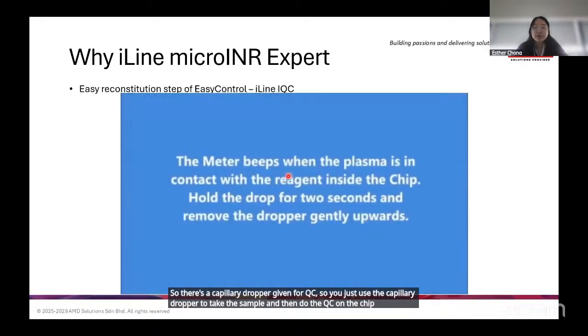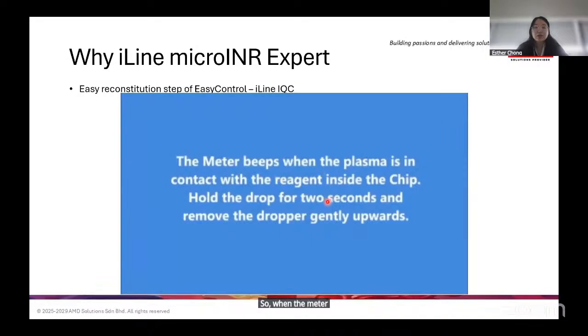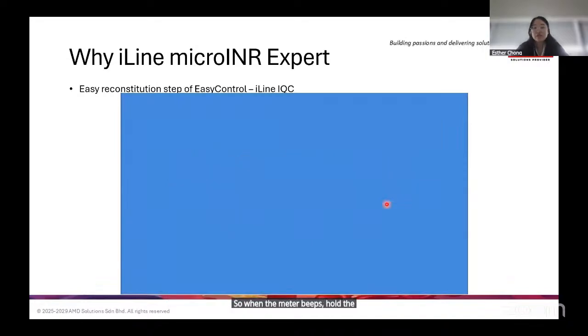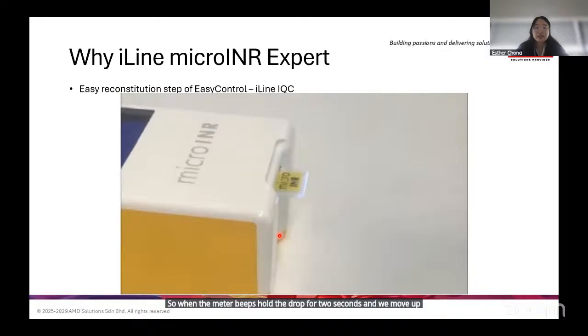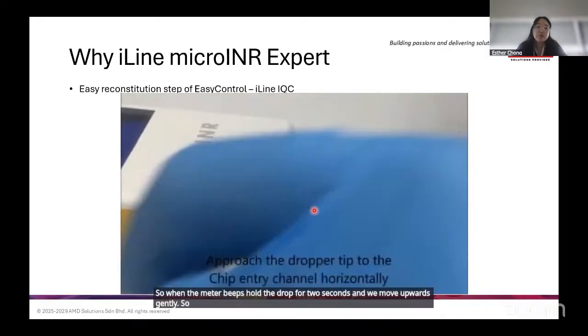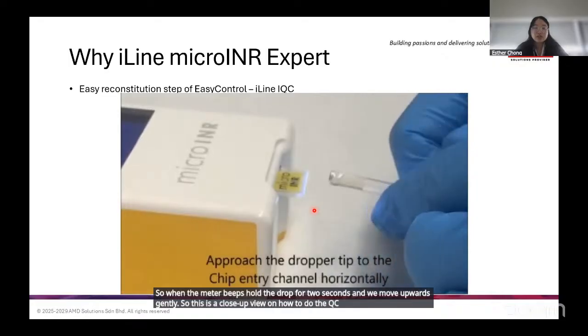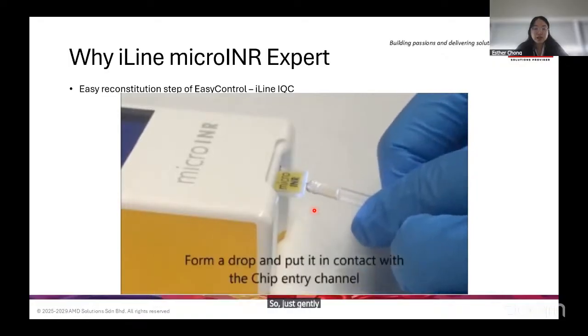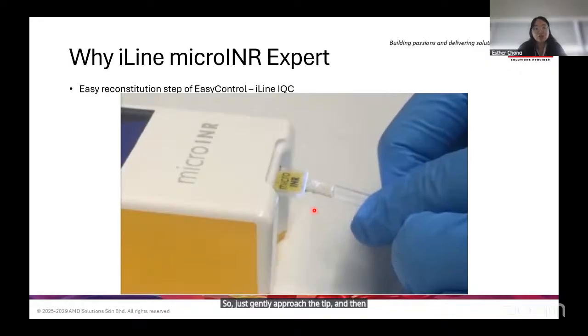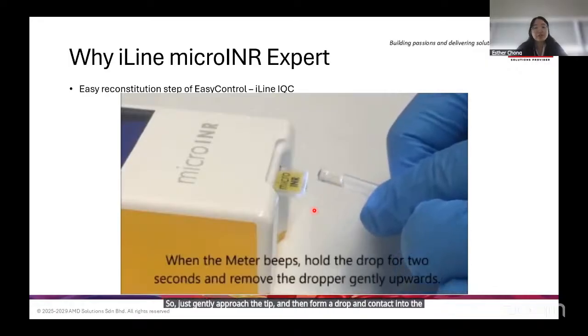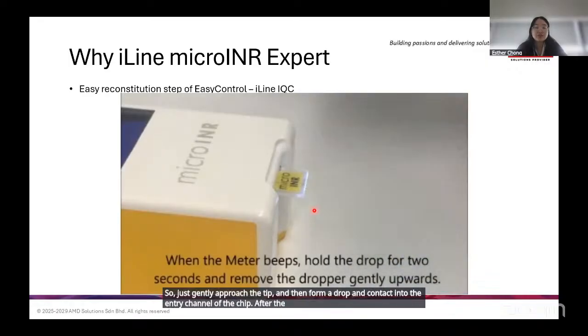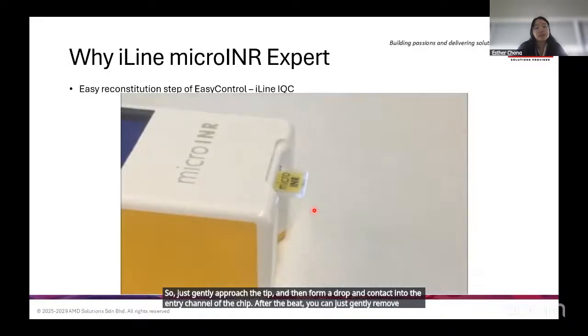When the meter beeps, hold the drop for 2 seconds and move upwards gently. This is a close-up view of how to do the QC. Just gently approach the tip, form a drop, and make contact with the entry channel of the chip. After the beep, you can just gently remove upwards.